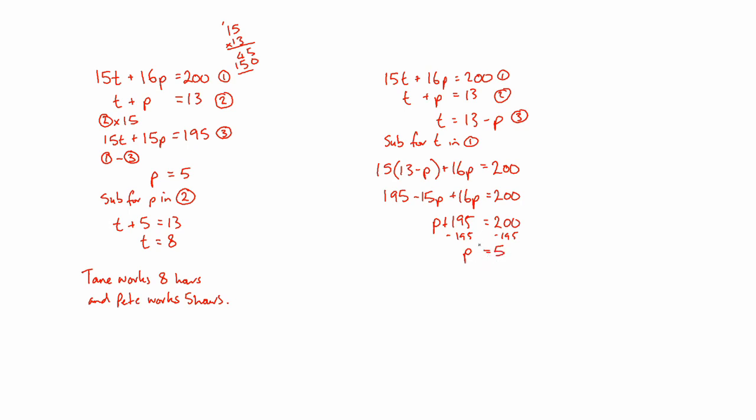Once we solve that, we know that p is 5. And again, what I would do from here is sub for p into, what equation was it? Equation number 2. Okay, so we know that t plus 5 equals 13. And if we take away 5 from both sides, we know that t is 8. So we can get there either way. Sometimes you might find one method easier than the other. In fact, I think the elimination method here was an easier way to do it, although in reality the difficulty is about the same.